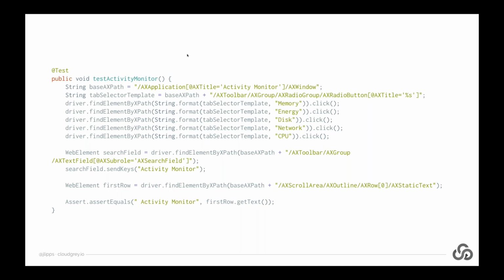So all I'm doing in this little test is tapping through the various bits of the activity monitor application, and eventually I am typing something into a search field and then getting the text of that search field and asserting that it is what I ultimately typed into it. So it doesn't really do anything particularly useful, but you could see how you could potentially automate applications in a useful way using these commands.